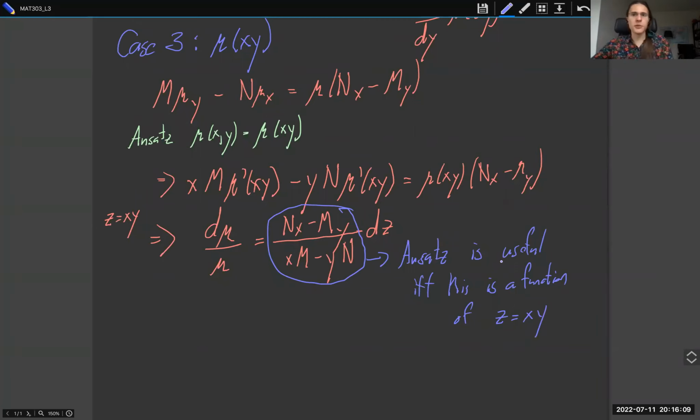Okay, so let's do an example. Basically, this is a weird case where you have to divide by this expression and see if it's a function of xy.